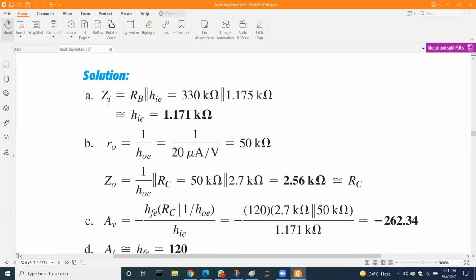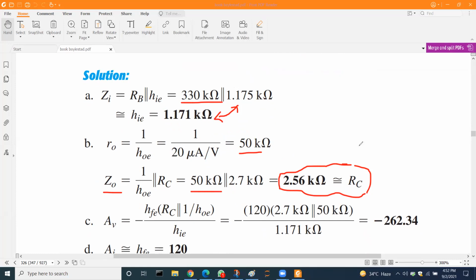Okay, so the input impedance is 1.17. Approximately this value is the same because this is a higher value. Because this is a very big value as compared to this, in a parallel combination the smaller value will dominate. So R0, as we have also found 50K, means Zout is approximately equal to RC. This value is 10 times higher than this value.